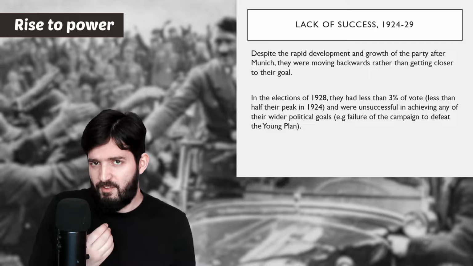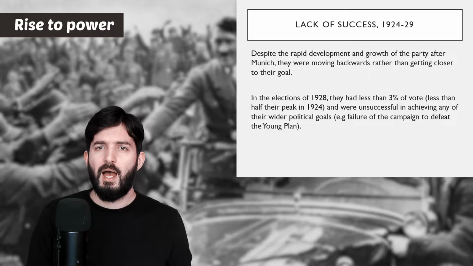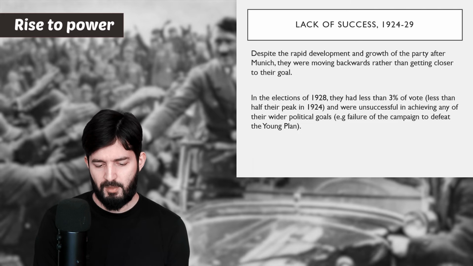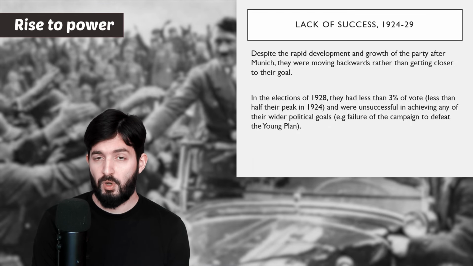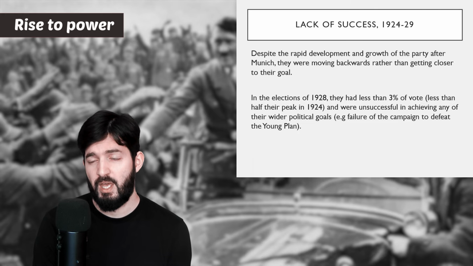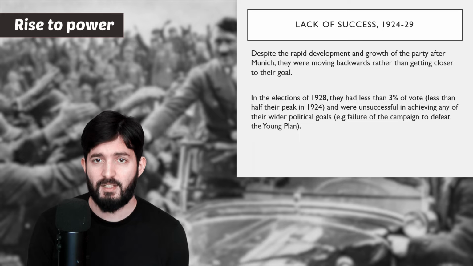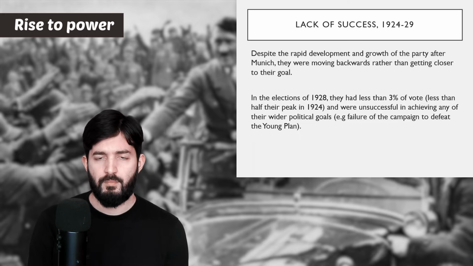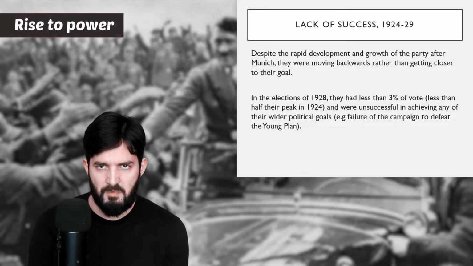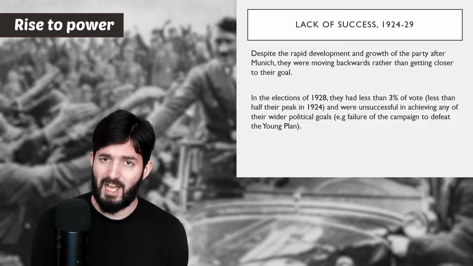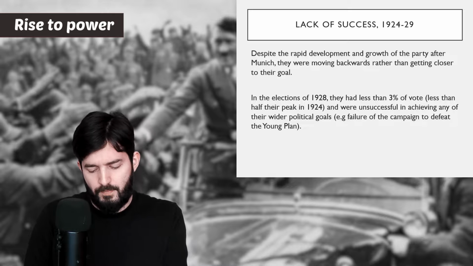In addition to that, again, further evidence of their lack of success, I mentioned this in the last video as well, the Young Plan, one of Stresemann's key policies in the late 1920s, or agreements with America. The Nazis end up organizing a referendum alongside the DNVP to try and vote down and stop the Young Plan from coming into effect. That fails completely. Over 90% of Germans vote in favor of the Young Plan. So across any measure you look at in terms of political success, the Nazis are struggling and moving backwards, not actually moving closer to their goals.